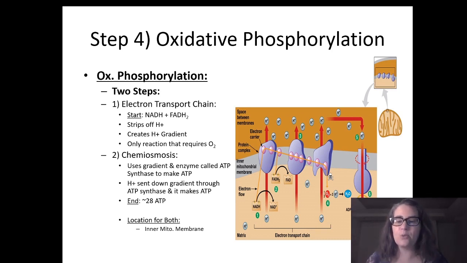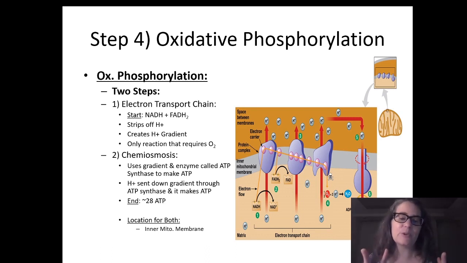Now, step number 2: once we have all these hydrogens outside in the inner membrane space, we can send them through an enzyme called ATP synthase. ATP synthase is like a little turbine on the inner membrane, and it actually spins. As it spins, it's able to put ADP together with loose phosphate groups inside the mitochondria back in and reform ATP. This particular step makes a total of 28 ATP.